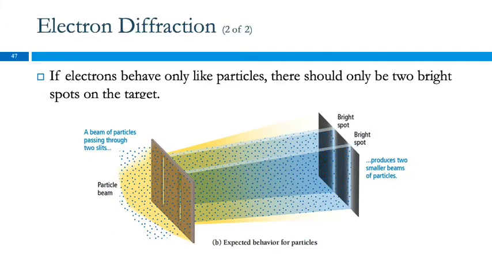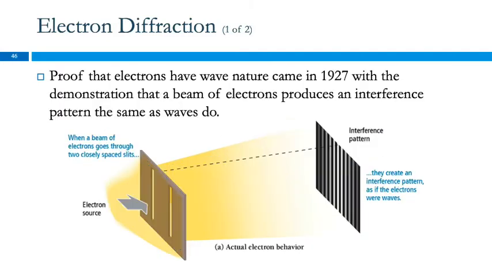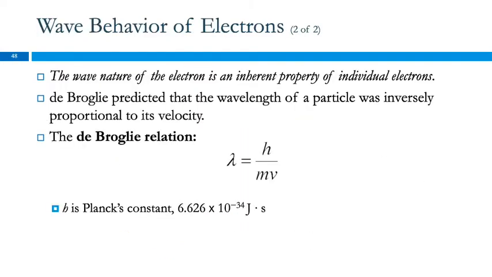If the electrons were behaving as particles, we would just see two bright lines. So the electrons that came and hit the slit would go through and be detected over here, and the others would bounce off. So this is how a particle would behave. This is how a wave behaves. So the wave nature of the electron is an inherent property of individual electrons.